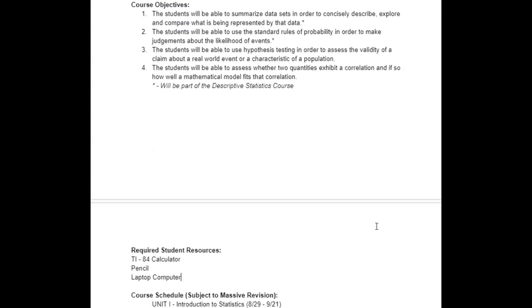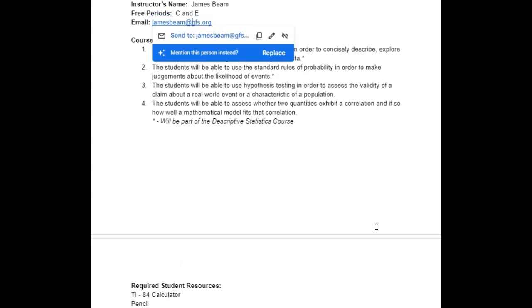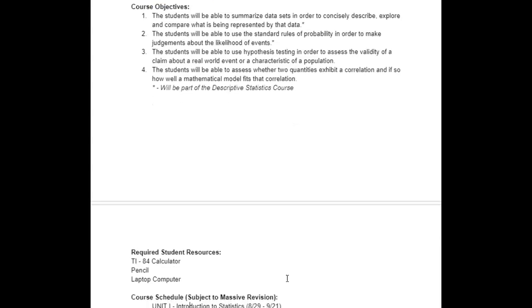These are the course objectives. They're again something that's kind of high level, and probably won't make a whole lot of sense until you're deep into the course, so let's leave that there.